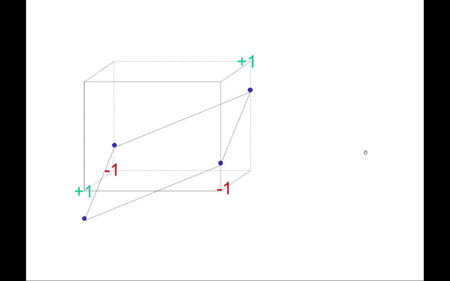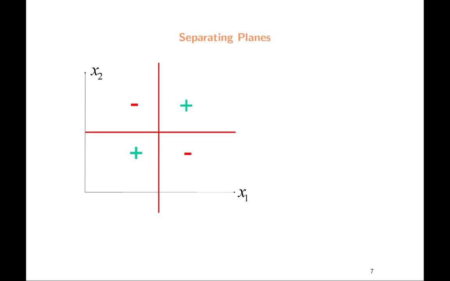Here's an example of how a hyperplane would look. It is now sort of tilted in this space, and you see that the minus ones are on one side of this hyperplane, and the plus ones are on the other side. So in this three-dimensional space, we can indeed find a linearly separating hyperplane. We just couldn't do it in the original space.